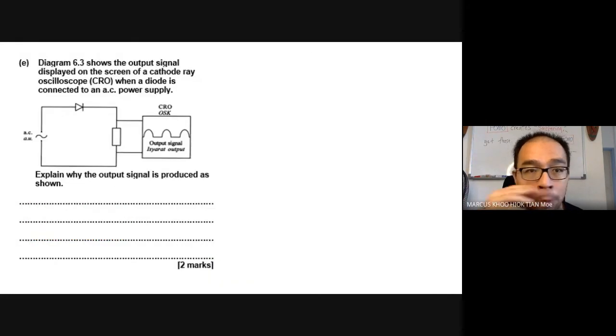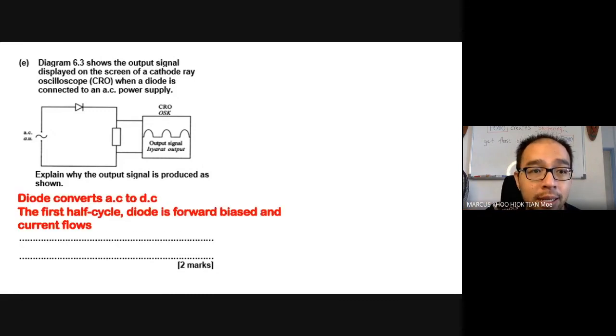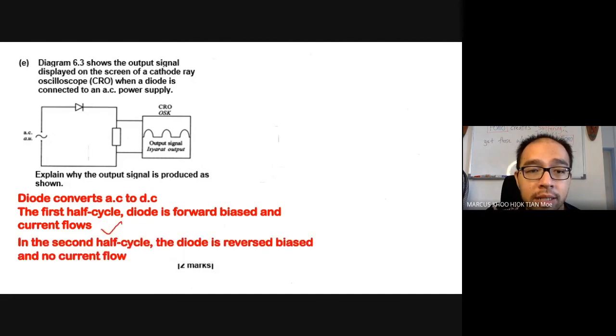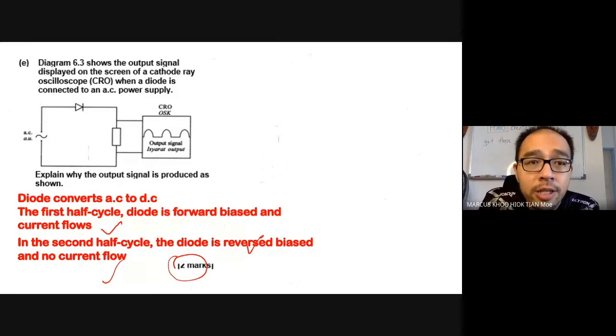Last question. This is a rectification circuit. Since this is 2 marks, you're talking about the 2 cycles. In the first half cycle, the diode is forward bias, current flows. In the second half cycle, the diode is reverse bias, no current flows. It's the same explanation all the way, whether it is 2 marks or 4 marks. This is just very sad because you write so much and it's only 2 marks. Just now, the one that we answered, you write so much, you get 4 marks. But it is the same explanation. First half cycle, forward bias, current flow. Second half cycle, reverse bias, no current flow.